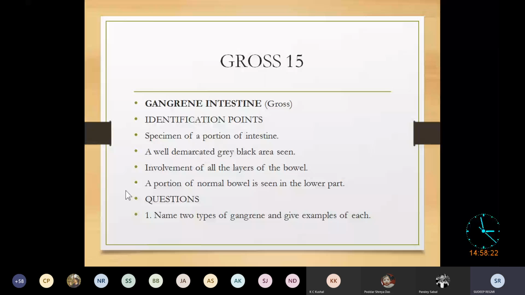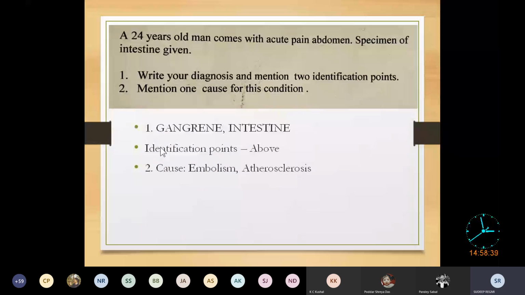And questions for discussion can be: name the two types of gangrene and give examples of each. You have to write about dry gangrene and wet gangrene and the causes for this. So a question might be: a 24 years old man comes with acute pain abdomen, specimen of the intestine is given. Write a diagnosis, mention the two identification points and mention one cause for this condition. So diagnosis, it is gangrene intestine. Identification points we have already talked about, and what can be the causes for this condition?